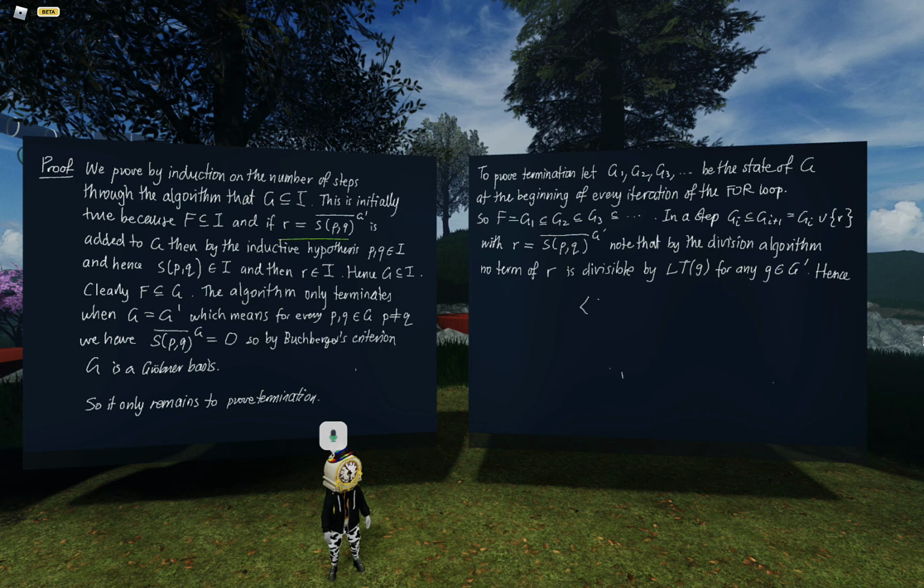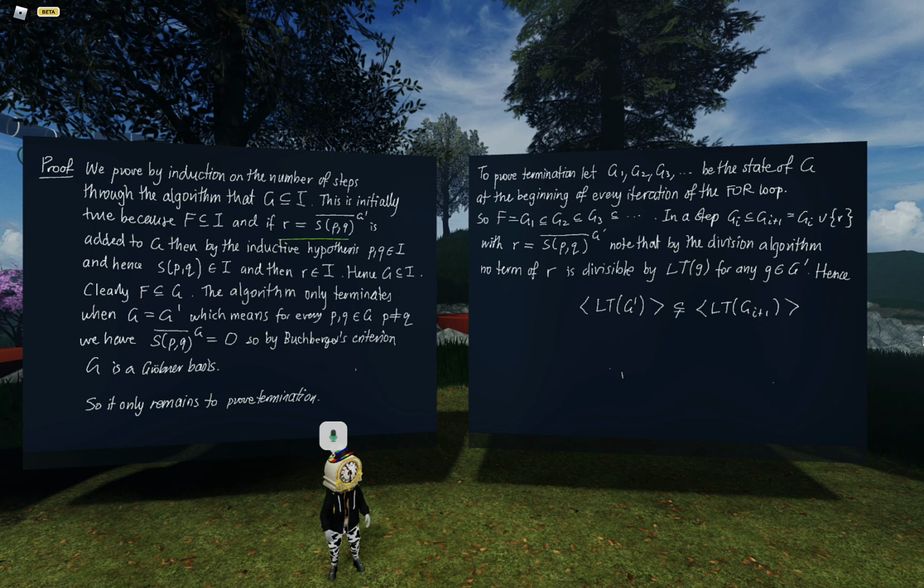What that means is that if I look at the ideal generated by the leading terms of all the things in G prime, and I compare that to the leading terms of all the elements in Gi plus 1, well, G prime is one of these. It's the state of G at the very beginning of the first pass through that inner for loop, so it's contained in Gi plus 1, so I have this containment here, and I claim that's a proper containment.